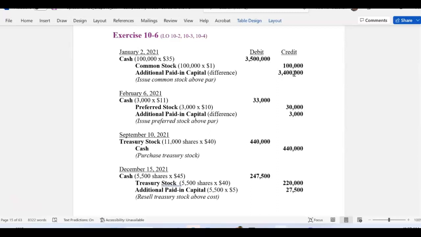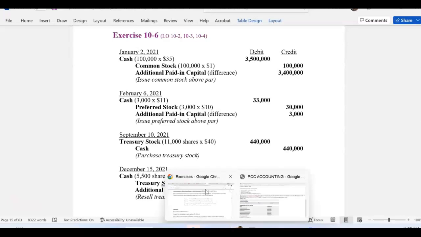The difference between the other two entries, and that's $3.4 million. And that goes in additional paid in capital dash common stock. Dash common stock is important. It's not showing in here, but it's very important. Okay.